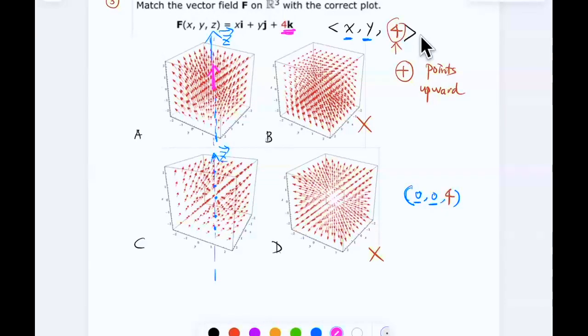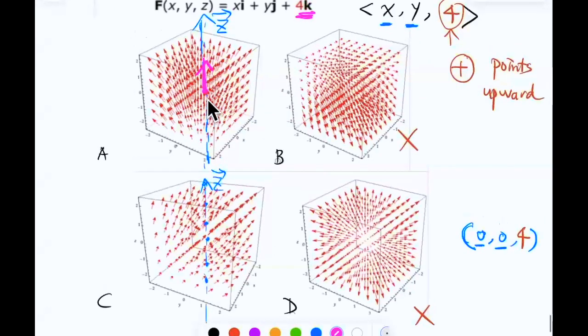Now looking at this, we have either this one or this one. This one here doesn't point upward along the z-axis. So it's not straight upward. It has to be straight up 4 units. So it's only this one. So A is right. Okay, all right. That's very good. Very good observation. Good job.